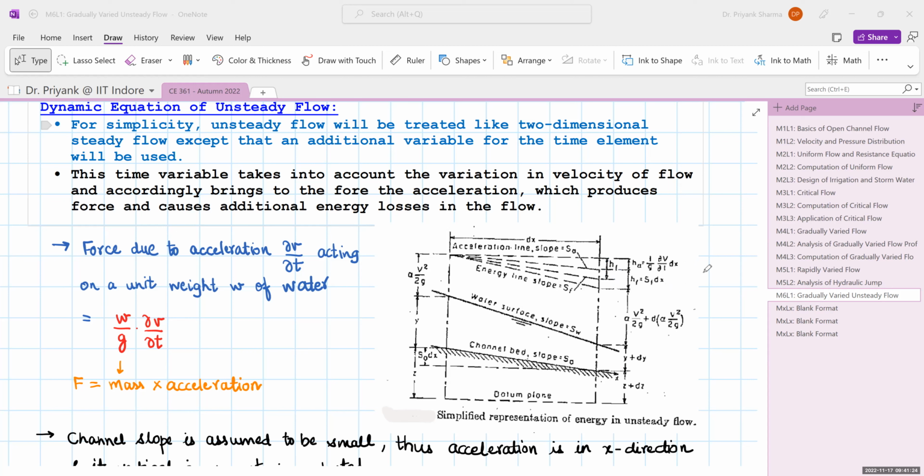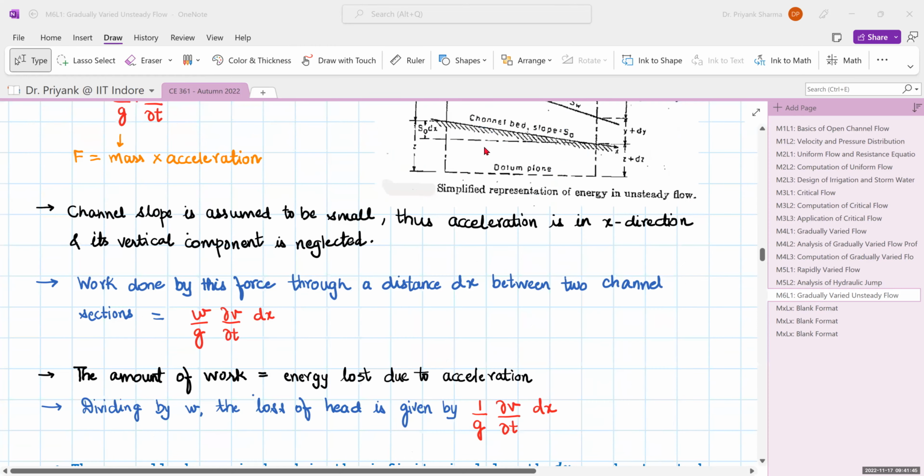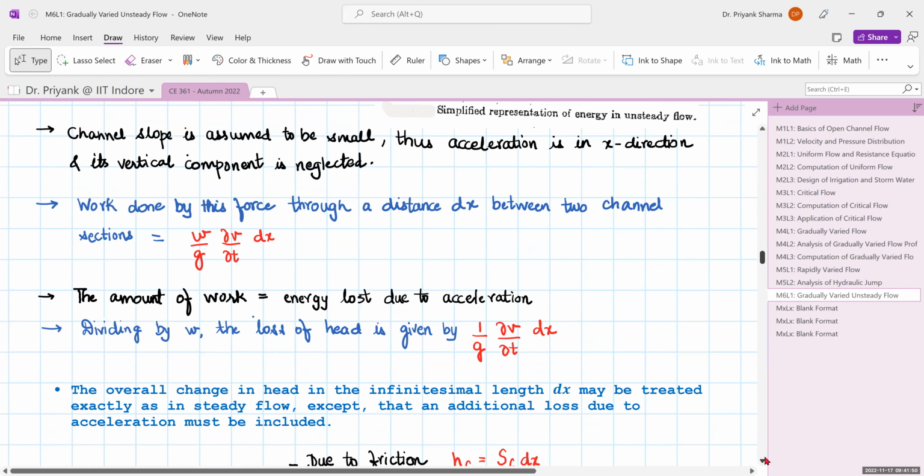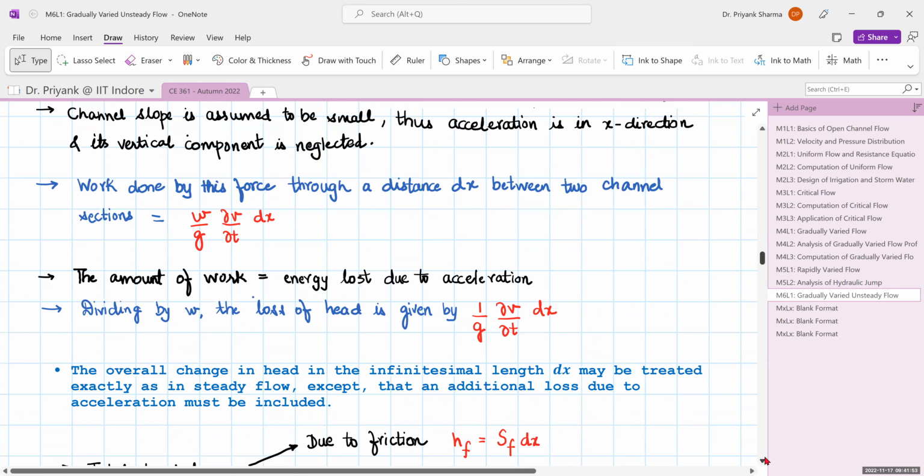Let us determine the force due to acceleration, that is change in velocity over time, acting on a unit weight of water, that is W/g into ∂V/∂t. This is the general equation of force equal to mass into acceleration. If you consider the change in slope to be very small, then we only consider the acceleration in the x direction, and the y component can be neglected. Now the work done by this force is W/g ∂V/∂t into dx, the distance between two sections. So the work done is equal to the energy lost due to acceleration.